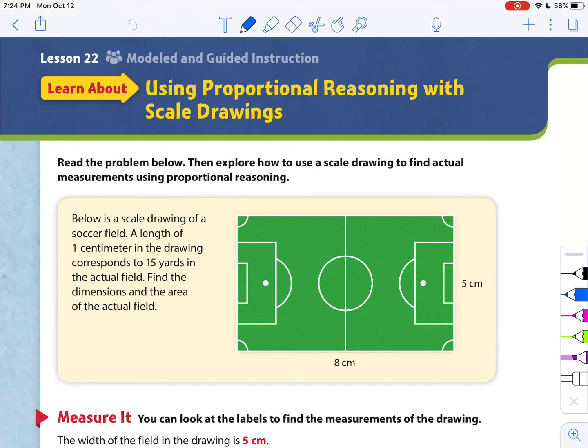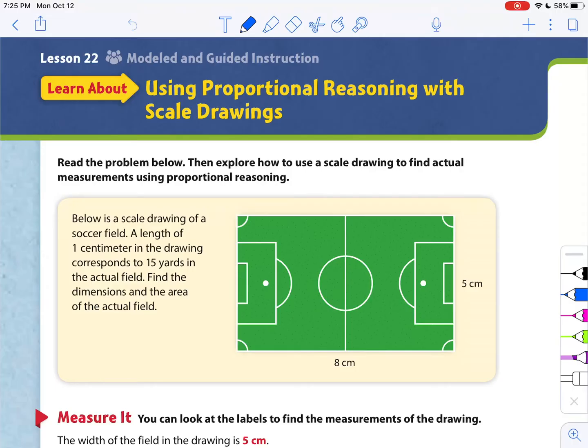In this lesson, we're going to be using what we've learned about scale drawings and what we already know about proportions. Reading the problem below and then exploring how to use scale drawings to find actual measurements using what we know about proportions. Below is a scale drawing of a soccer field. A length of 1 centimeter in the drawing corresponds to 15 yards in the actual field. Find the dimensions in the area of the actual field.